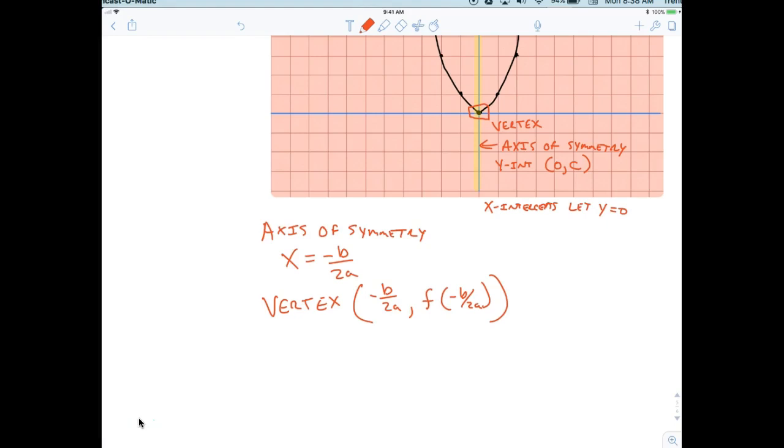All right? So the vertex is negative b over 2a, comma, f of negative b over 2a. Any questions or concerns with that? Anybody? All right, so with that, that's a summary of everything that you're going to need to know how to do. And again, let me emphasize, it's really not that bad.